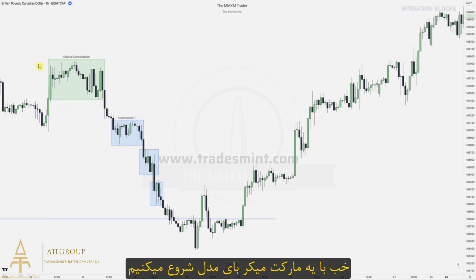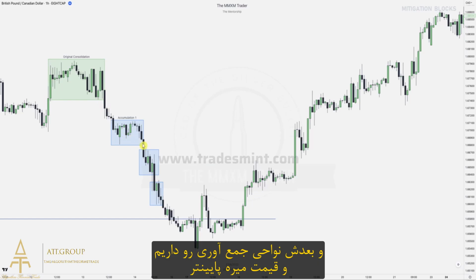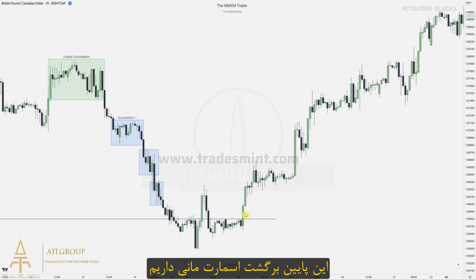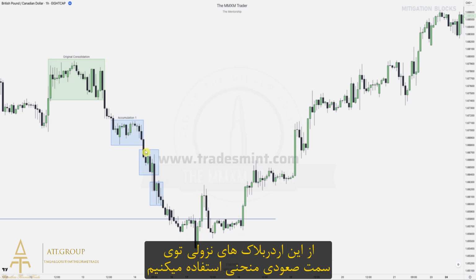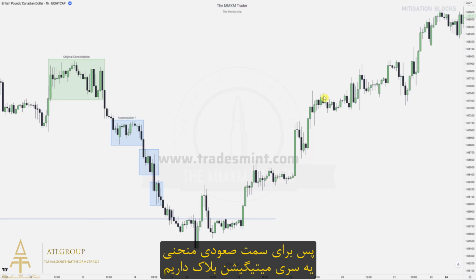So with the start of a market maker buy model, we need an original consolidation, right? Over here we've got that original consolidation. Accumulation phases down here until we reach that higher time frame key level. Smart money reversal down here, and now we're going to use those bearish order blocks on the buy side of the curve, right, to mitigate those positions. So we have mitigation blocks for the buy side of the curve.